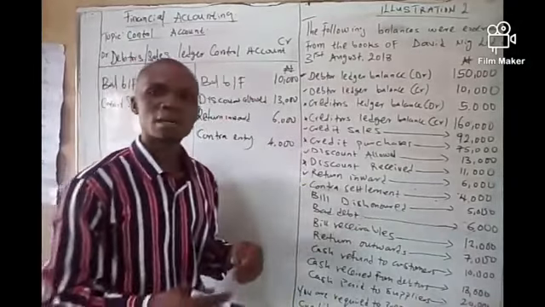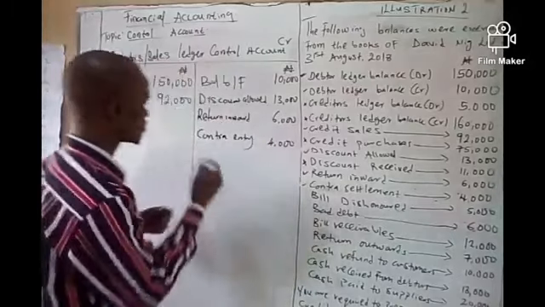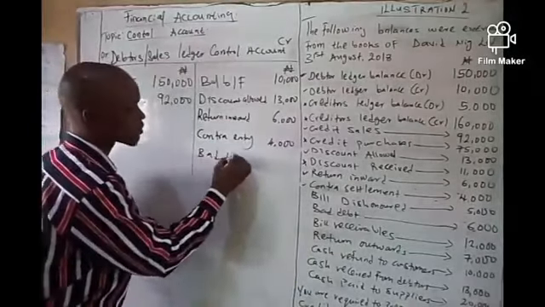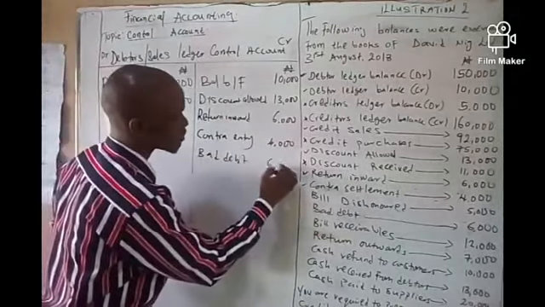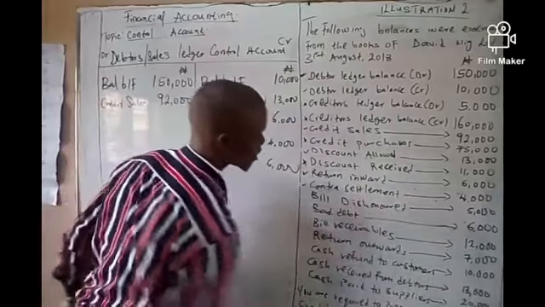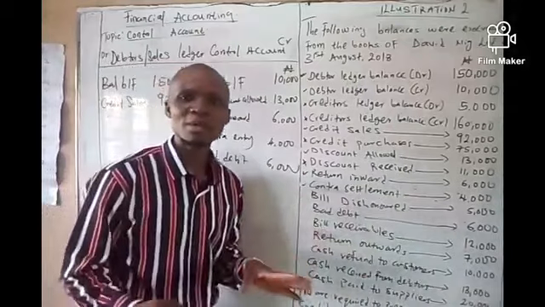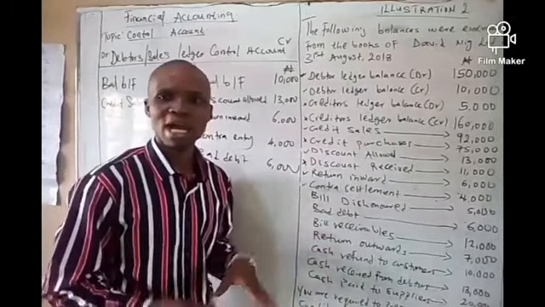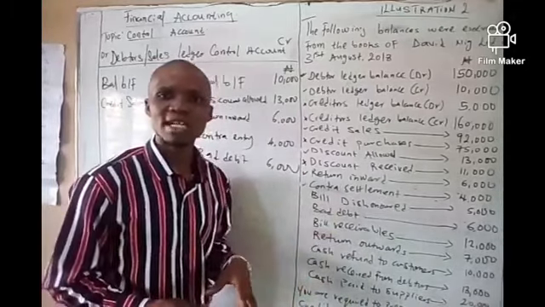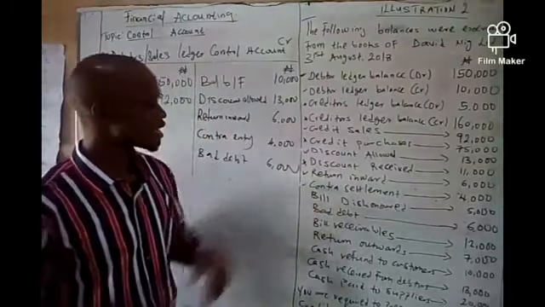We have bad debt. Bad debt is credited to this account. How much is the bad debt? 6,000. Our bad debt is 6,000 naira. Is that taken? What is the meaning of bad debt? Bad debt simply means unrecoverable debt that occurs as a result of credit sales. Now we move to the next one.